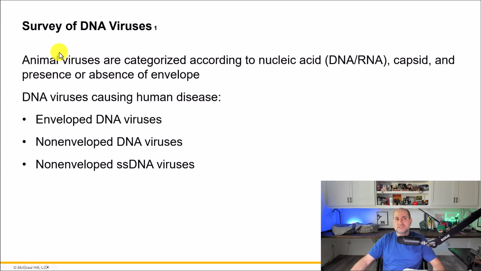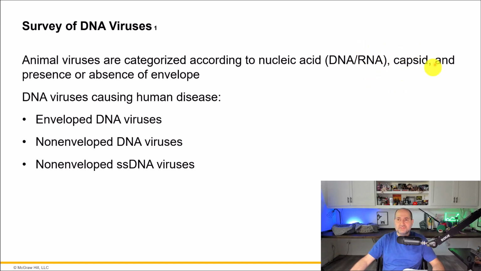And so we are going to take a survey of DNA viruses. Chapter 25 is going to be all about the RNA viruses. These animal viruses are categorized according to their nucleic acid genome. Some viruses have a DNA genome that's covered in this chapter. Some viruses have an RNA genome that's covered in the next chapter.